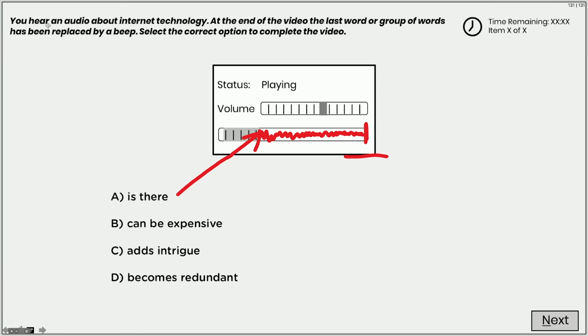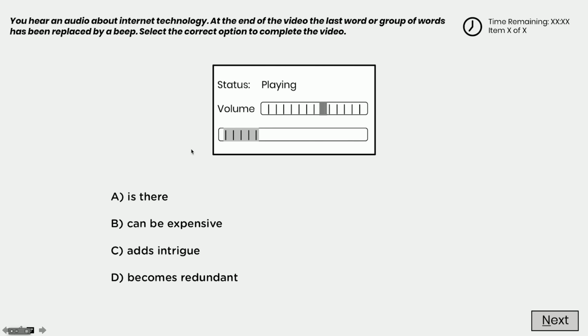Just a little hint, up the top here, it will actually give you the topic of what this will be about. So if you do happen to remember that, you'll know you're going to hear an audio about internet technology, for example. Cool. You may as well practice this one. I'll see you in a little bit.